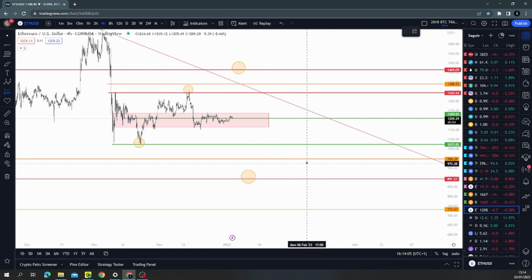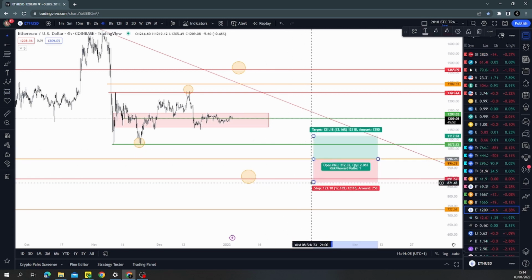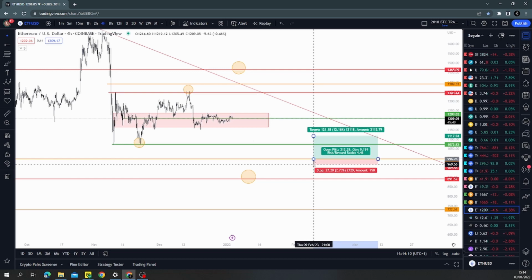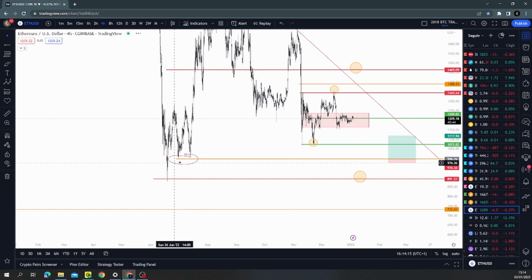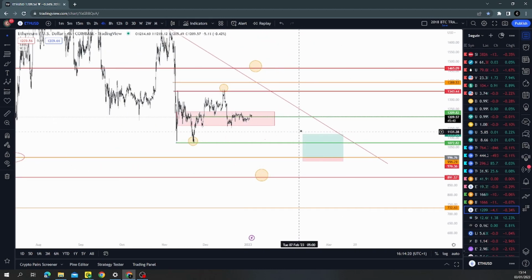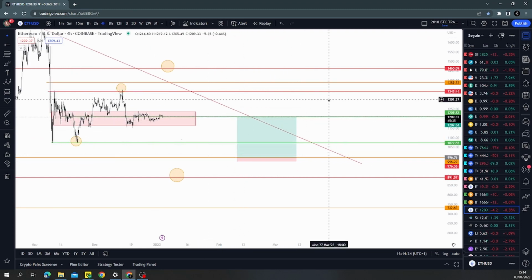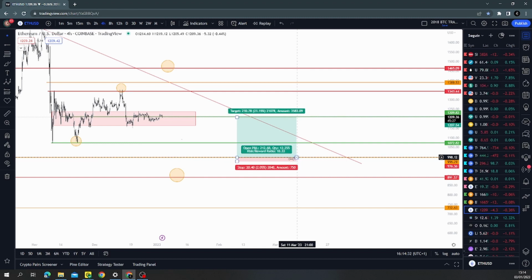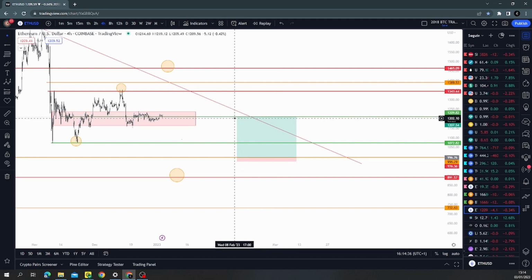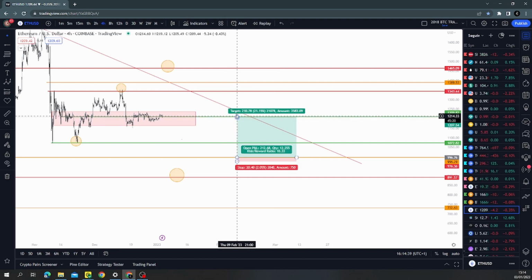Our long position will be one here, stop loss just a few pips below, just below these lows, below these wicks. And our take profit is gonna be the middle point of the range. The entry point will be around 998, more or less 1,000. Our stop loss is gonna be around 975. Take profit is gonna be around 1,200.